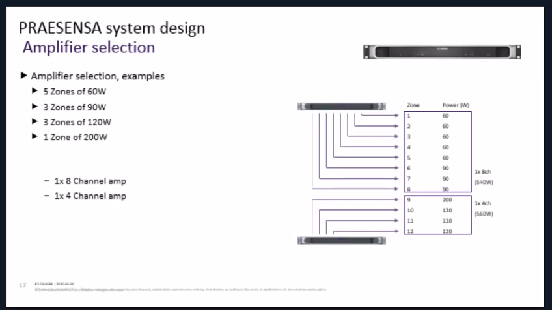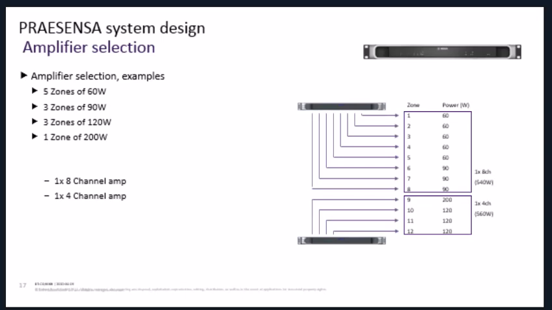Let's assume that we have 5 zones of 60 watts, 3 zones of 90 watts, 3 zones of 120 watts, and maybe a zone of 200 watts where, for example, you can use omnidirectional loudspeakers or those kinds of things. I think it's a very possible scenario in our daily lives. We can easily see such an example. So here, of course, it makes sense to use one 8-channel and one 4-channel because we don't have any problems with the power here, and we have to have 12 zones in total. So an 8-channel and 4-channel fits perfectly.